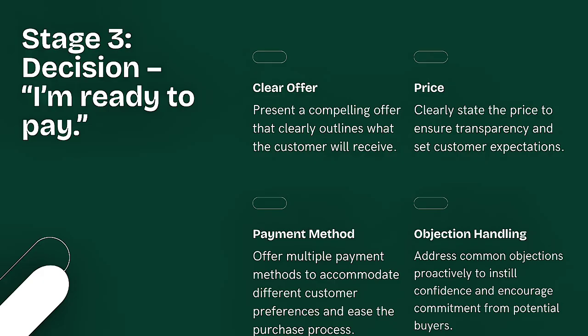Number 3, decision. Decision is now, they're already saying, "I'm ready to pay her." They've already decided that they're going to get your product, right? So this is where the money comes in. To move someone into decision, you need to have a clear offer, a defined price, a simple way to pay, a way to answer questions, and a direct invitation.